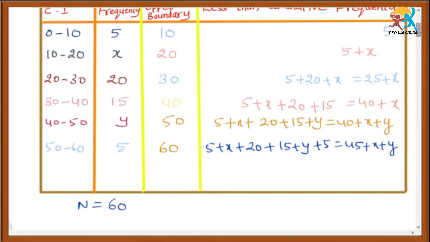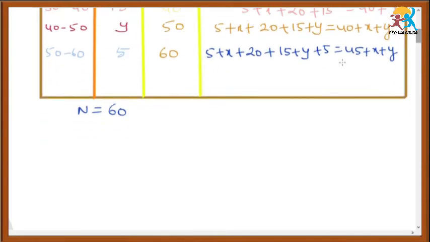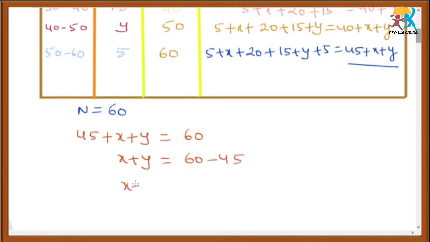N means number of students, that's the total sum of frequency. So the total sum of frequency here we got is 45 plus x plus y. So we can write 45 plus x plus y is equal to 60. So x plus y is equal to 60 minus 45. So x plus y is equal to 15.